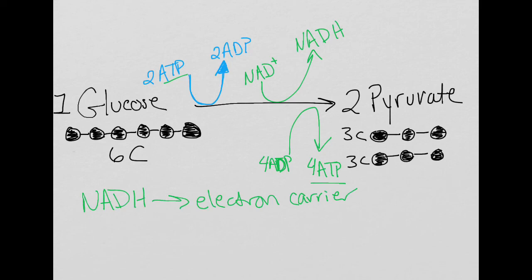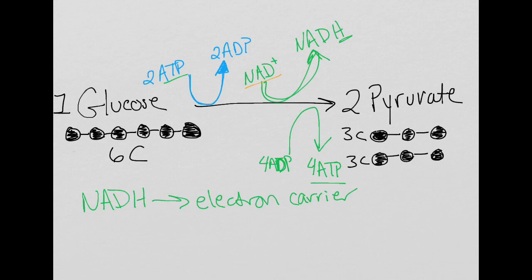All it does is carry high energy electrons. It doesn't use them at all. It's just carrying those electrons from one place to the other because those electrons cannot be just left to float wherever they want to on their own. Okay? So NAD+ is the form where it doesn't have electrons, then it gains electrons as well as a hydrogen and becomes NADH.